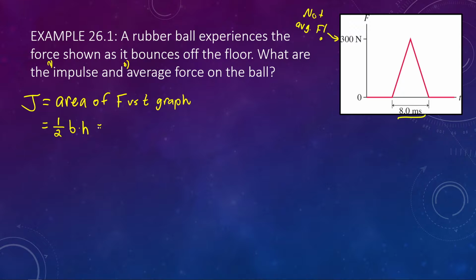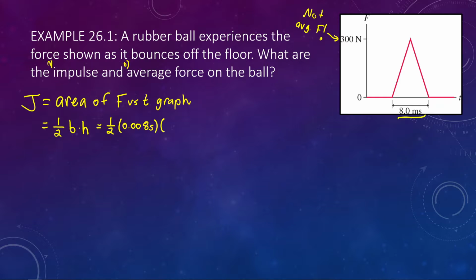In this case, we have 1/2. The base is the duration, 8 milliseconds. You can write this in one of two ways. Milli is 1/1000th of a second, so you'd have to move your decimal place over 3 times. So you can write this as 0.008 or 8 times 10 to the minus 3. I suppose I'll just write it as 0.008 seconds.